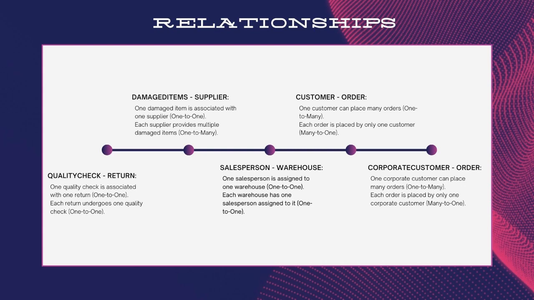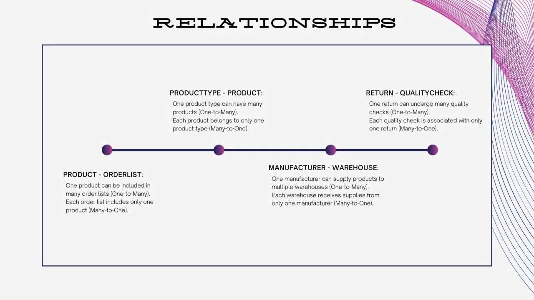Product and order list. One product can be included in many order lists. Each order list includes only one product. Product type and product. One product type can have many products. Each product belongs to only one product type. So, one manufacturer can supply products to multiple warehouses. Each warehouse receives supplies from only one manufacturer.